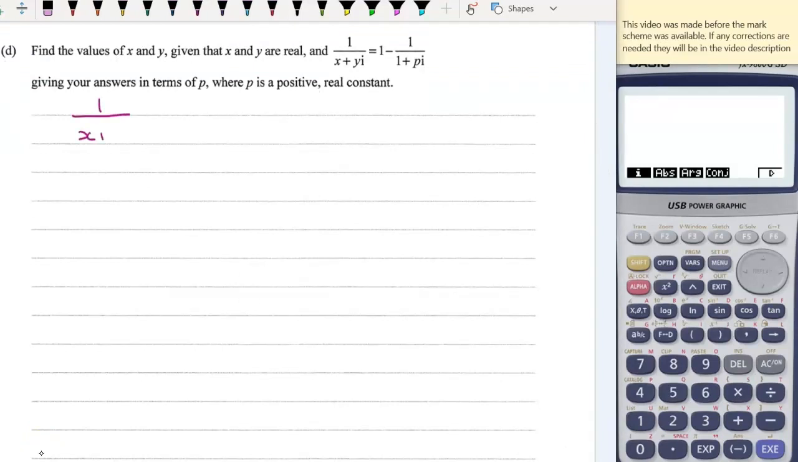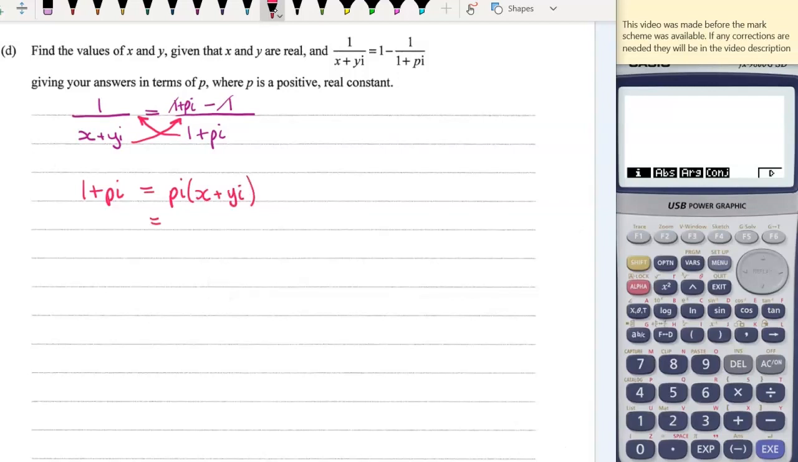Part D, we're going to start by trying to pop this piece here over one denominator. So put it all over 1 plus pi. To turn 1 into something over 1 plus pi, that also needs to be multiplied by 1 plus pi, and then minus the 1. Now this one cancels with this one, so we would end up with bringing this one up here and multiply is 1 plus pi, and this one up here and multiply is equal to pi x plus yi.